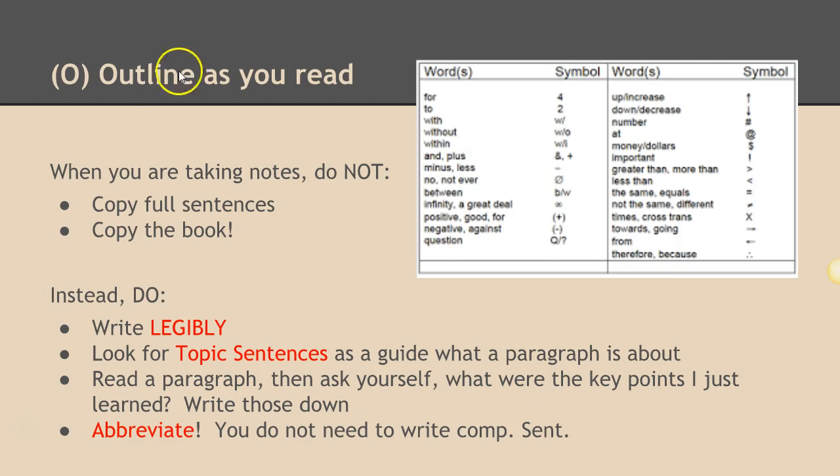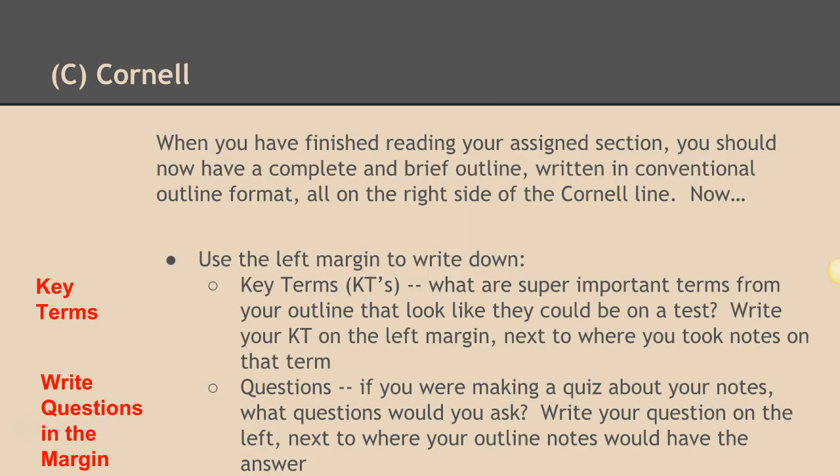Make your own code. There are plenty of possibilities of what you can do. Here are just some examples of abbreviations. As you do it, you'll get better at it. When you've finished reading your section, you should now have a complete and very brief outline on the right side, written in conventional outline format. Again, all on the right of the Cornell line.